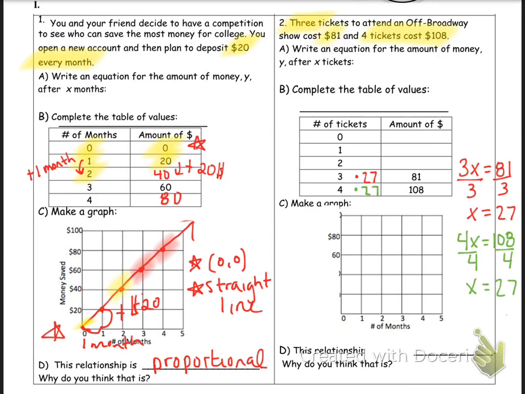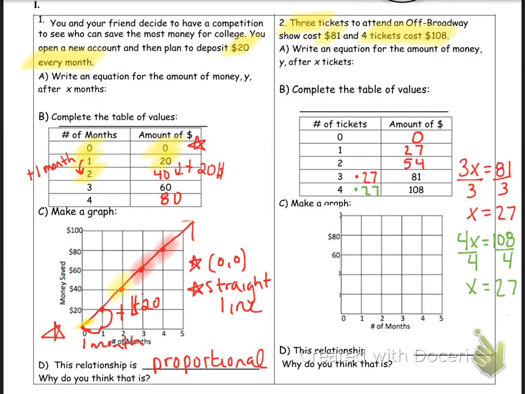So let's fill in some things that we know on the table. If you buy 0 tickets, how much are you going to pay? $0. Buy 1 ticket, how much are you going to pay? $27. It's $27 per ticket. And then 2 tickets is $54. So it's a constant rate.